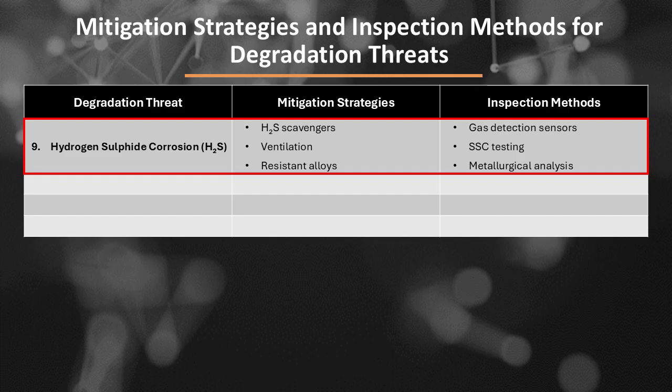Degradation threat number 9, hydrogen sulfide corrosion or H2S. Mitigation strategies for hydrogen sulfide corrosion or H2S may include H2S scavengers, ventilation, and resistant alloys. Inspection methods for hydrogen sulfide corrosion or H2S may include gas detection sensors, SSC testing, and metallurgical analysis.